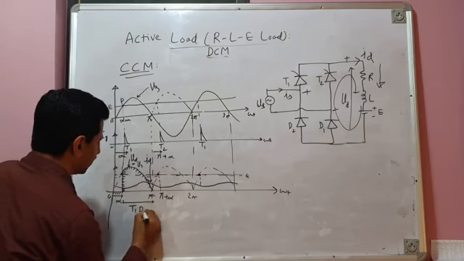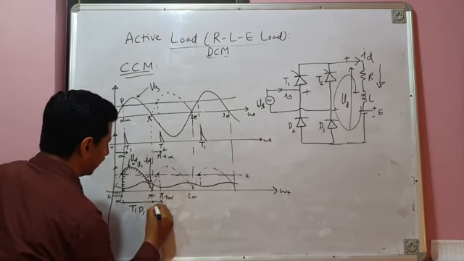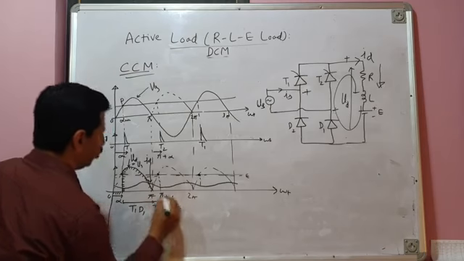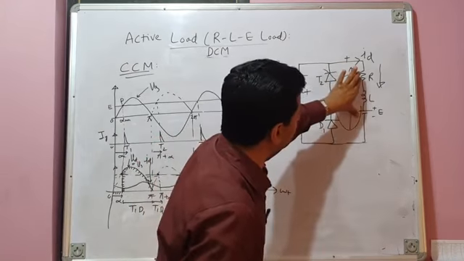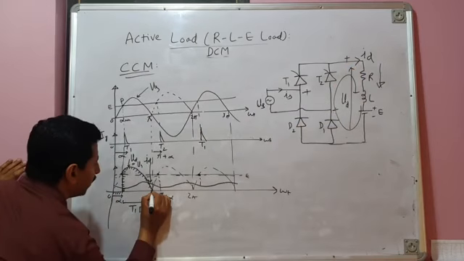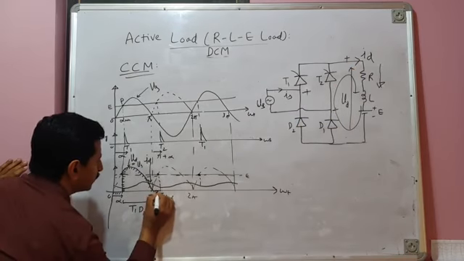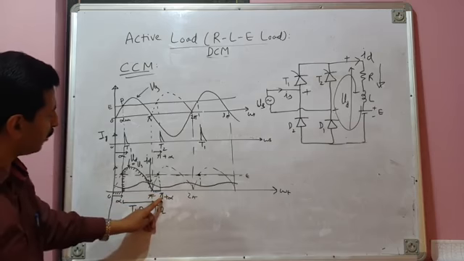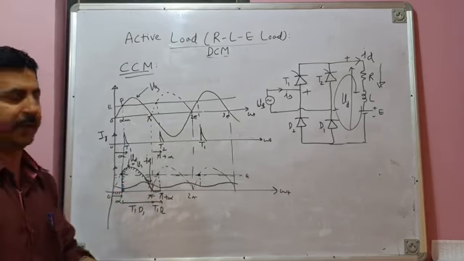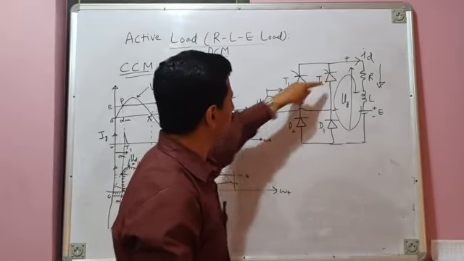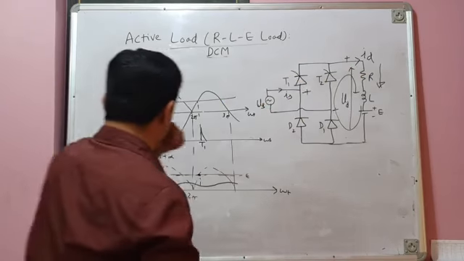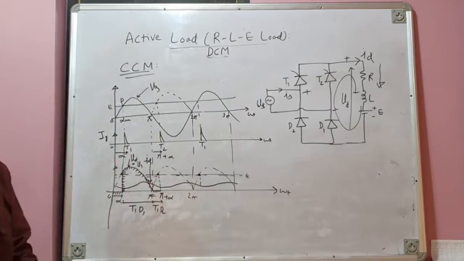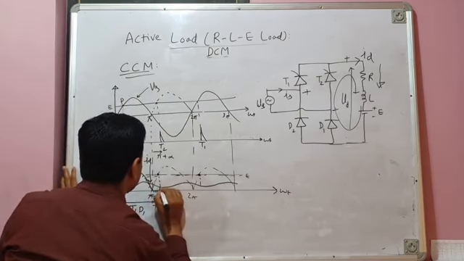Previously T1 D1 was conducting. Now this is the freewheeling interval. During this period, the T1 D2 pair will conduct, and when the T1 D2 pair is conducting, it is shorting the load terminals, and load voltage becomes zero during this period. And at pi plus alpha, thyristor T2 is fired. When T2 is fired, the T2 D2 pair conducts, and the load again gets connected to the source, and load voltage is again equal to positive source voltage, and that's it.